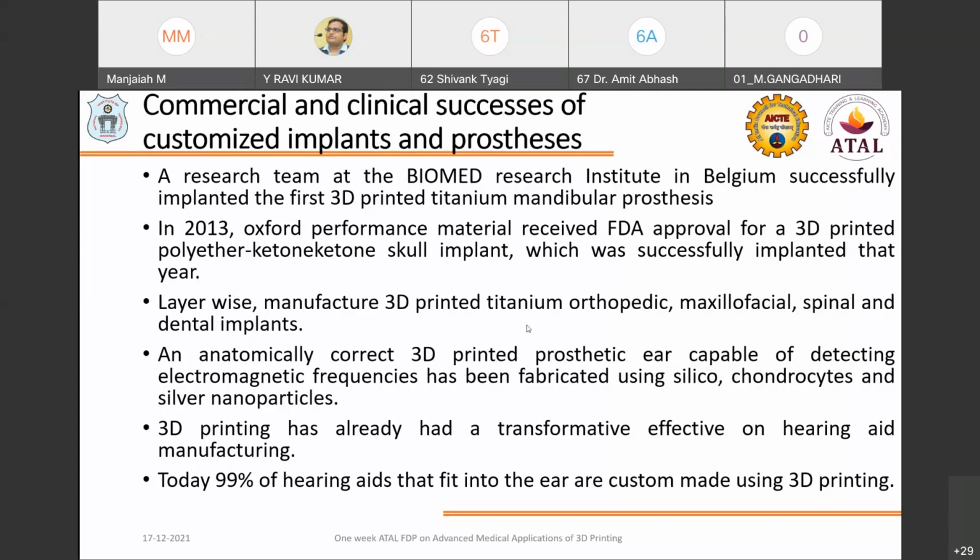Even anatomical correction of 3D printed prostheses is possible. Prosthetic ears have been fabricated using silicone, where silver nanoparticles are added into particular silicone gels, and they can be made with 3D printing. They can also be made with biocompatible biomaterials, which is called bioprinting. 3D printing has already had a transformative effect on hearing aid manufacturing. Today, 99% of hearing aids that fit into the ears are custom made using 3D printing.